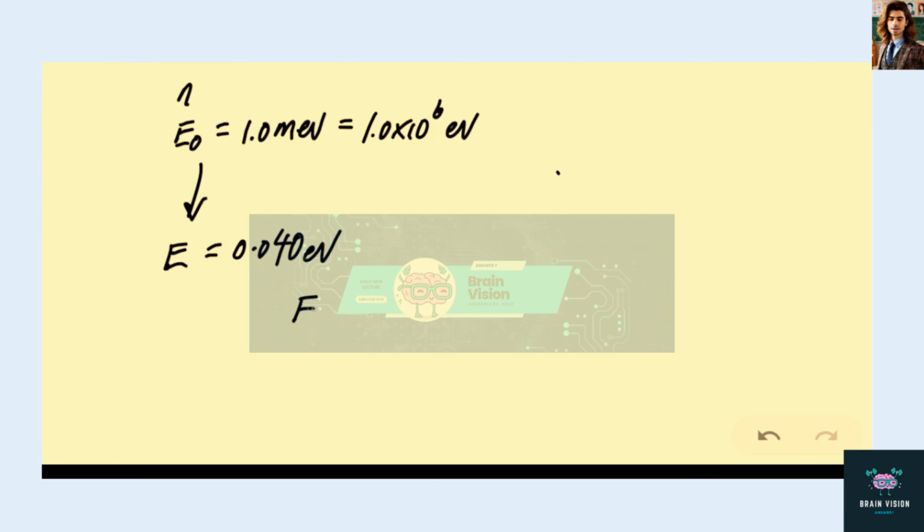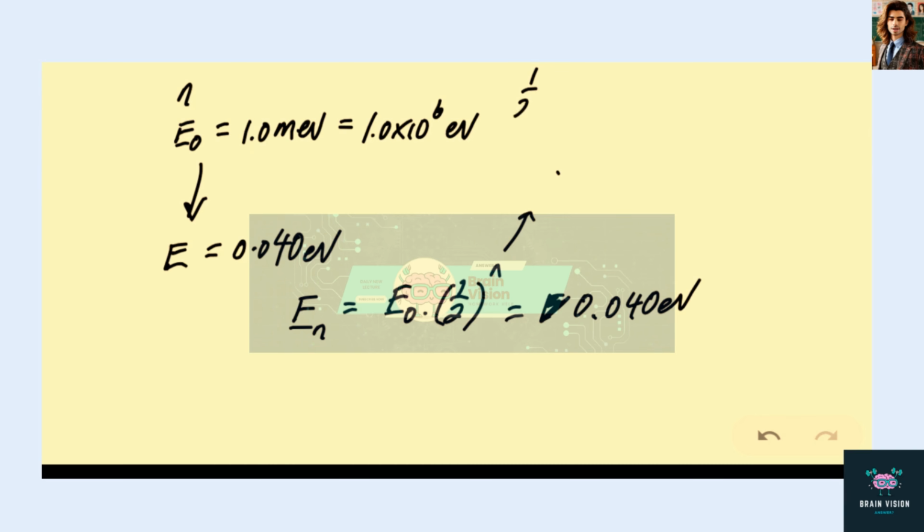So the energy after n collisions will be equal to the original energy multiplied by 1/2 to the power of n. In order to find the number of collisions when En is equal to 0.040 eV, we have to do some manipulation. We bring E0 over to the right hand side, to get half to the power of n.